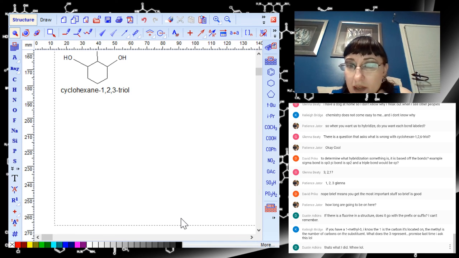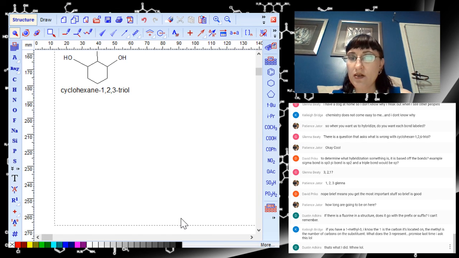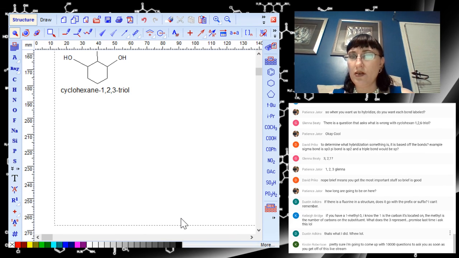If I have a 1-methyl-3, I know the 1 is the carbon it's located on, the methyl is the number of carbons. Keely, I don't know what you're talking about. 1-methyl-3 what? Like 1-methyl-3 isn't a complete name, so I'm not exactly sure what you're asking me. If you had another 3, though, the third carbon would have to have another substituent on it.